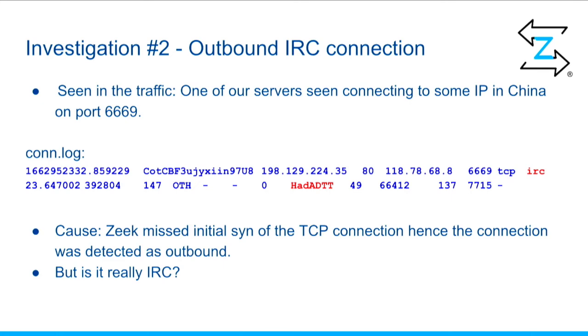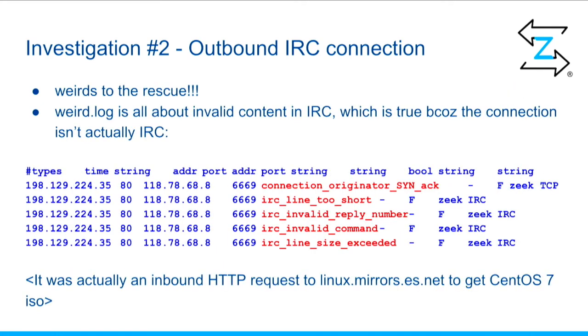So again, I asked the question: is it really an IRC connection? So we go to the rescue. Anytime I have questions about connections and they don't look okay, I go to the weird.log file. And again, there were weird lines about this connection, where Zeek was reporting an invalid message. The whole message is malformed. The command is invalid.